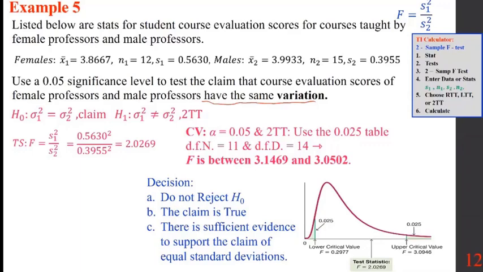There is sufficient evidence to support the claim, and then you pick up a sentence from the question: the claim that course eval scores of female professors and male professors have the same range. You can write that down. Now, I want to discuss the p-value, and that would be the area to the right of the test statistic.